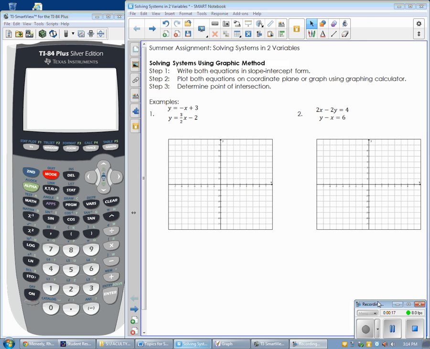You guys are probably familiar with graphing lines, so we're going to start with an example where both equations are in slope-intercept form. I'm going to graph by hand. If you remember, we always want to start with the y-intercept. So I'm going to graph my first equation, y equals negative x plus 3. I'm going to find 3 on my coordinate plane and plot it. Then the negative x implies that the slope is negative 1.